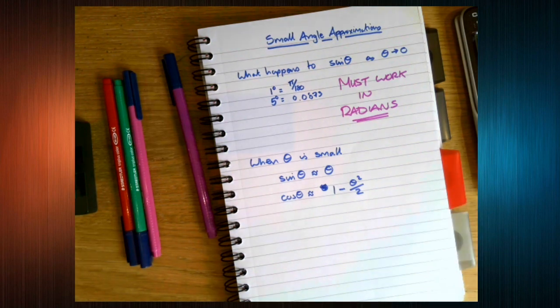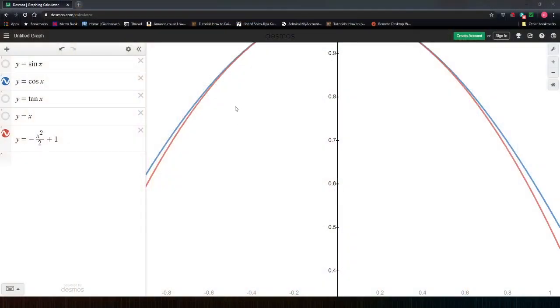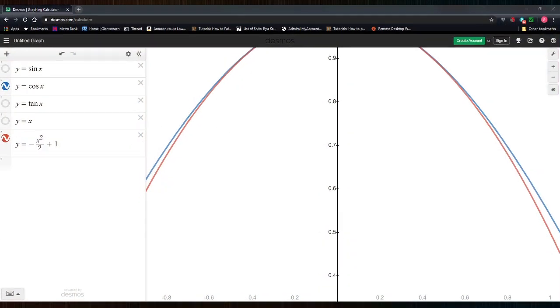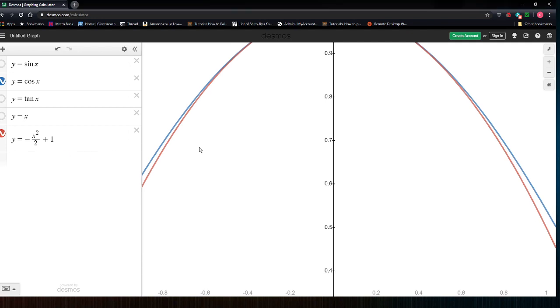Last one we need to look at is tan x. So let's just very quickly blast through that now. There we go.